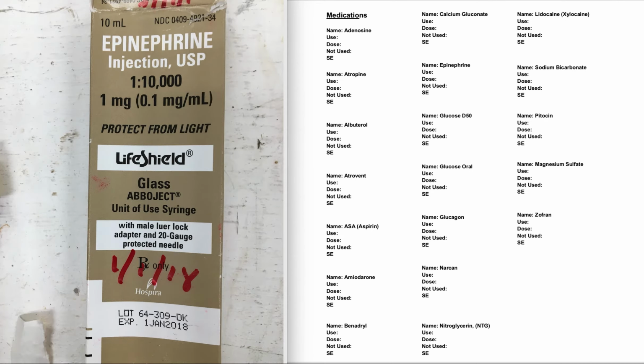So we saw this back in the first few slides. This drug is called epinephrine. We saw an auto-injector. We saw an ampule. And this is epinephrine in a preload form. This is a larger volume.